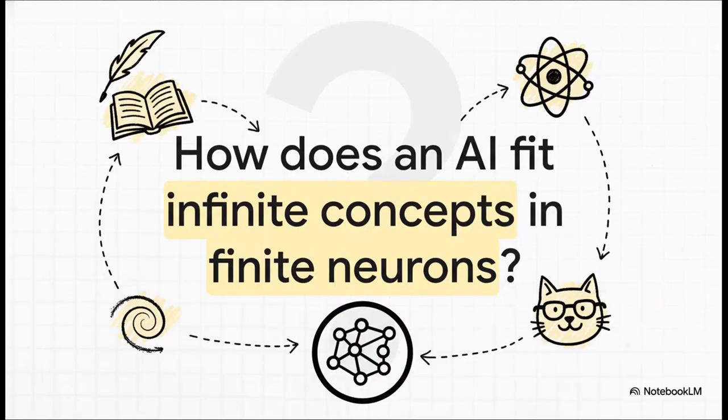So it all boils down to this one massive fundamental question. You've got an AI, like a large language model, that knows about practically everything. Shakespeare, quantum physics, the latest cat memes, you name it. But how on earth does it manage to pack a near infinite library of concepts into a totally finite number of neurons? It just seems impossible, doesn't it?